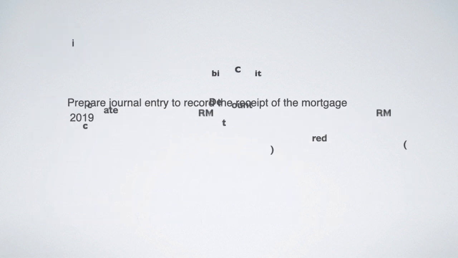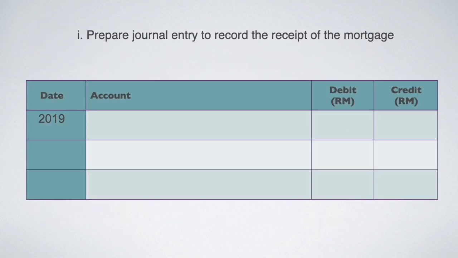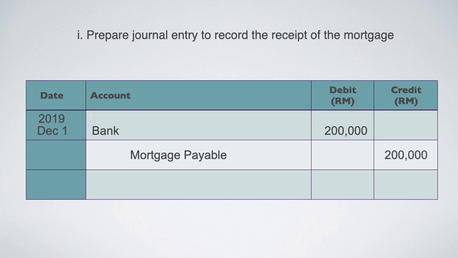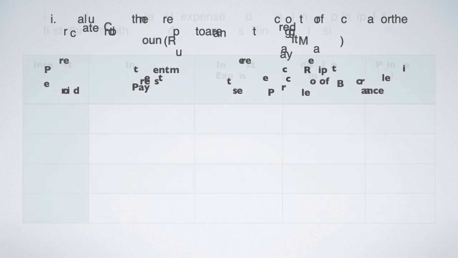Okay, sekarang kita akan jawab soalan yang pertama. Soalan yang pertama kata record the receipt of the mortgage. Ni macam issuance tadi, senang. You will debit, okay, dia pinjam December 1st, so you will debit bank 200,000 and you will credit mortgage payable. You will credit mortgage payable as the liability berlaku dan kita start hutang, company tu start hutang. Okay, itu dah settle lah. Okay, so we move to the next transaction.